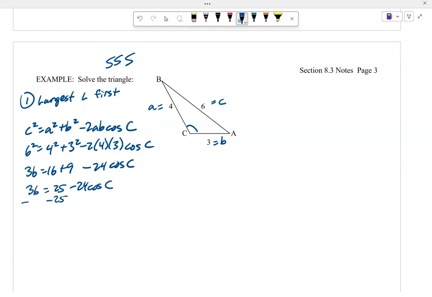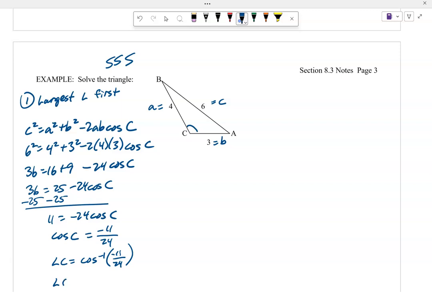Subtract 25 on both sides. So my cosine of C, if I divide both sides by negative 24, is negative 11 over 24. So angle C, now I run the arc cosine on both sides, negative 11 over 24. And my angle C would be 117.28. Again, make sure you're in degrees when you punch in that arc cosine of negative 11 over 24.